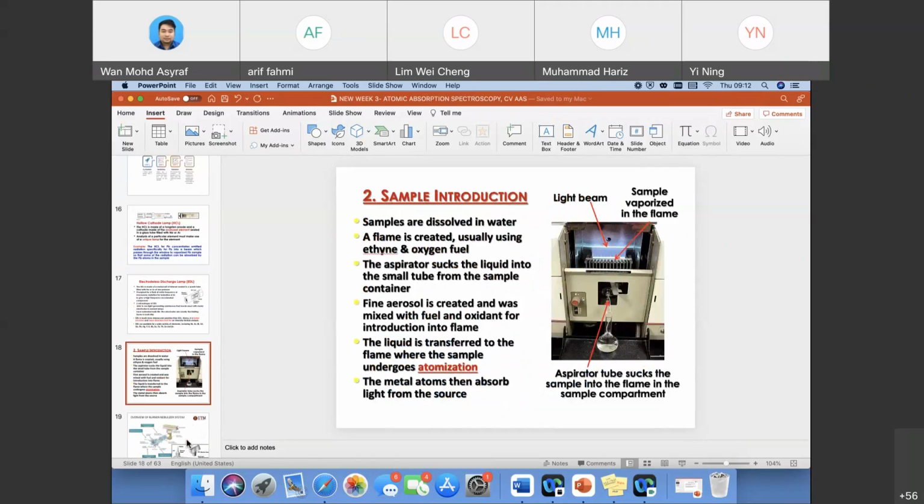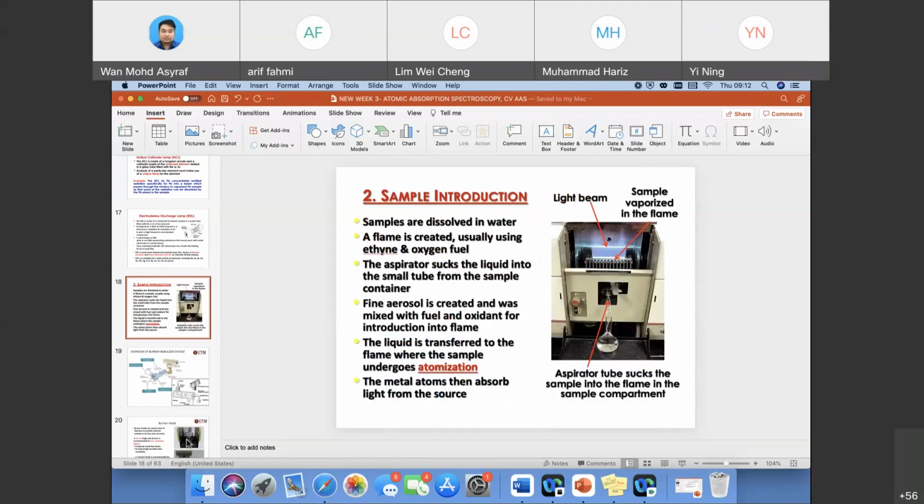All right, so the second part is the sample introduction. So the sample needs to be in a liquid form, as compared to graphite furnace. Graphite furnace you can have in liquid or solid or even slurry. Okay, but for flame AAS it needs to be in liquid form. All right. So what does the sample introduction constitute? You need to have a flame which is created by using ethane and oxygen fuel.